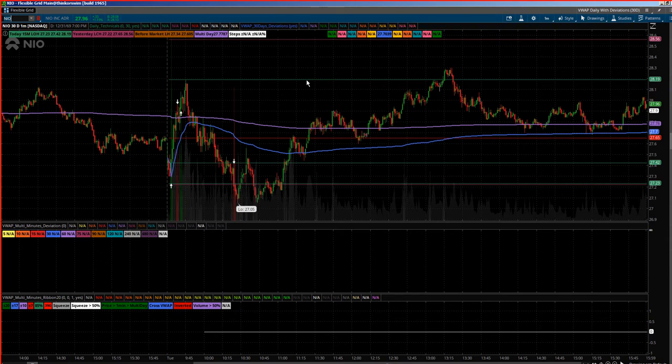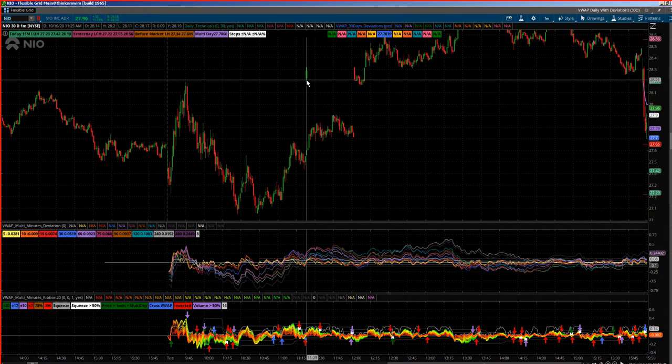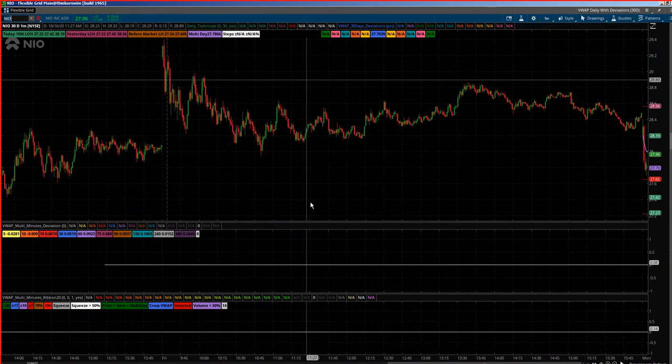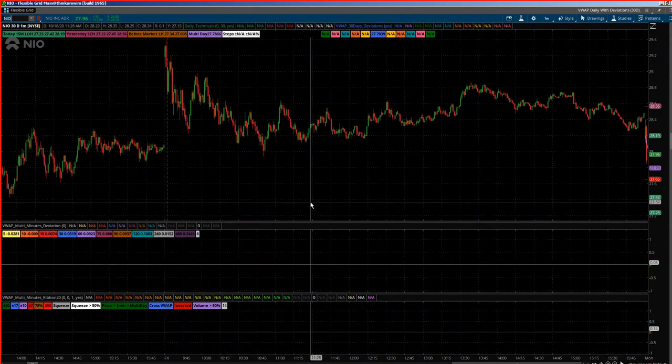Okay, it takes a few seconds to calculate the bands. I do have a lot of charts open, so it's a bit slower.